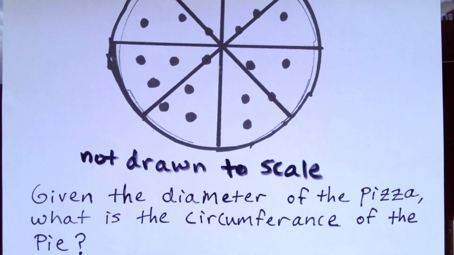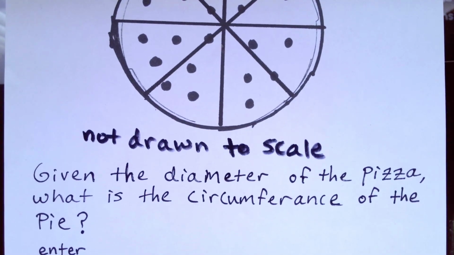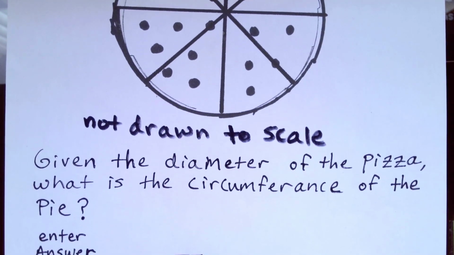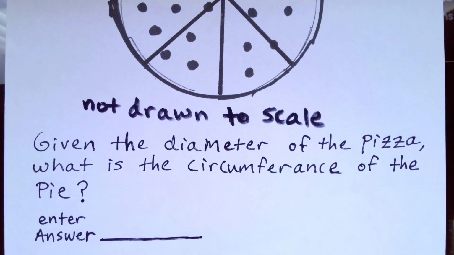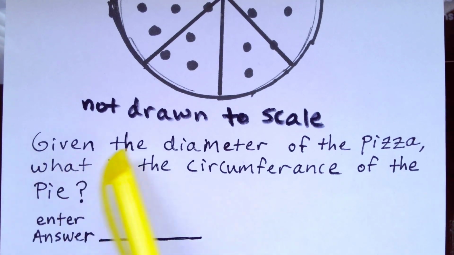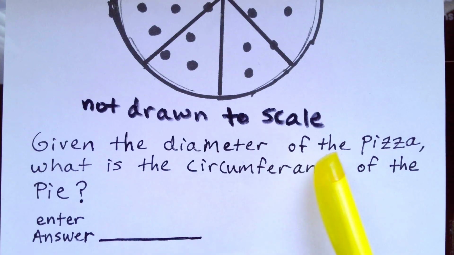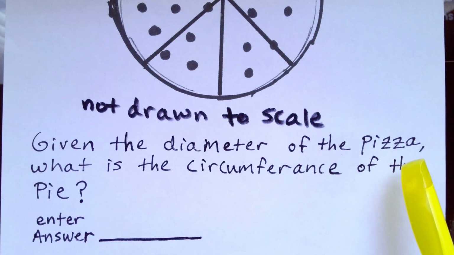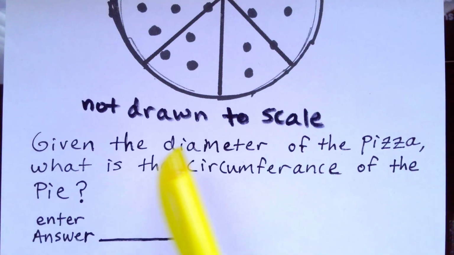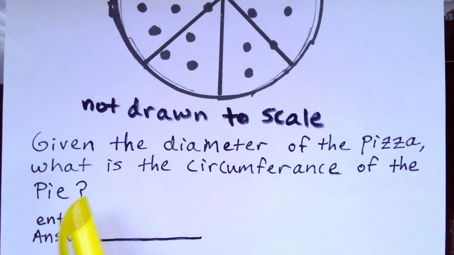Now, here is the actual question that you'll see on your GED or your HiSET standardized math exam. Given the diameter of the pizza, which I just mentioned in red was 20-inch diameter, what is the circumference of the pie? Enter your answer here below.